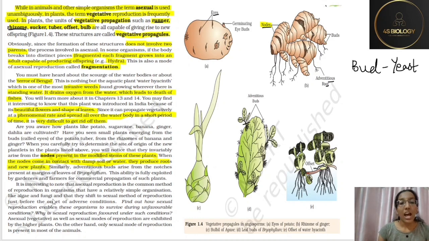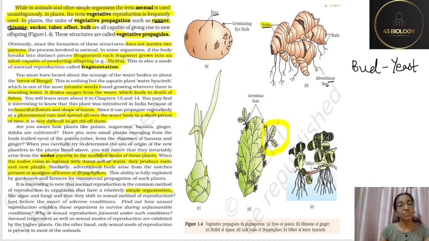Similarly, adventitious buds arise from the notches present at margins of leaves of Bryophyllum. Okay. This ability is fully exploited by gardeners and farmers for commercial propagation. They use it for commercial purposes also. It is interesting to note that asexual reproduction is the common method of reproduction in organisms that have relatively simple organization.